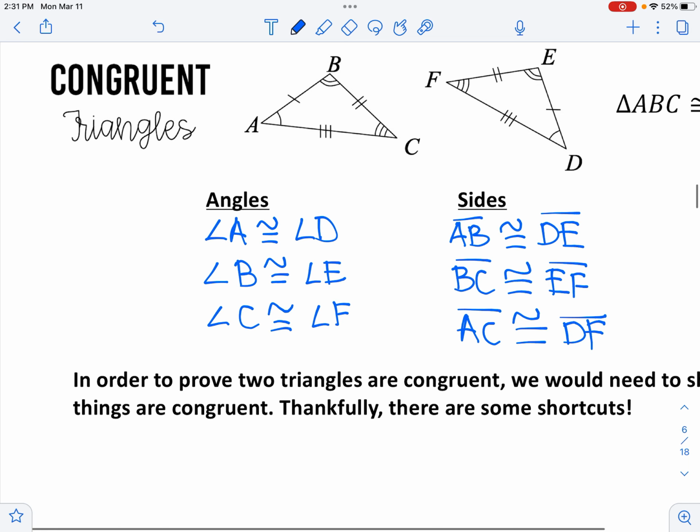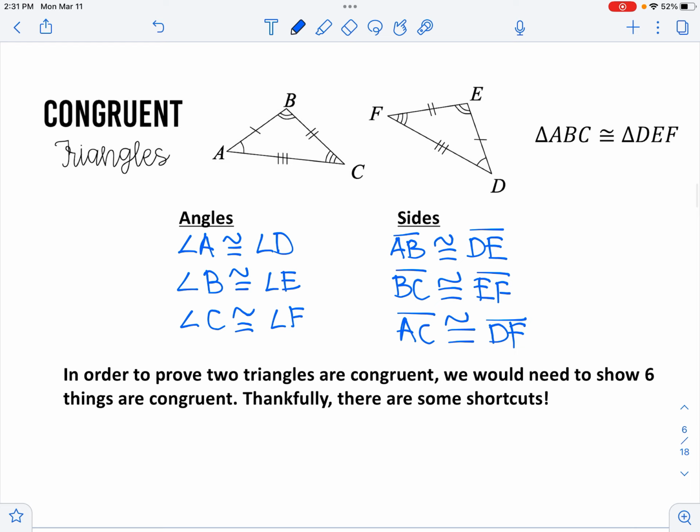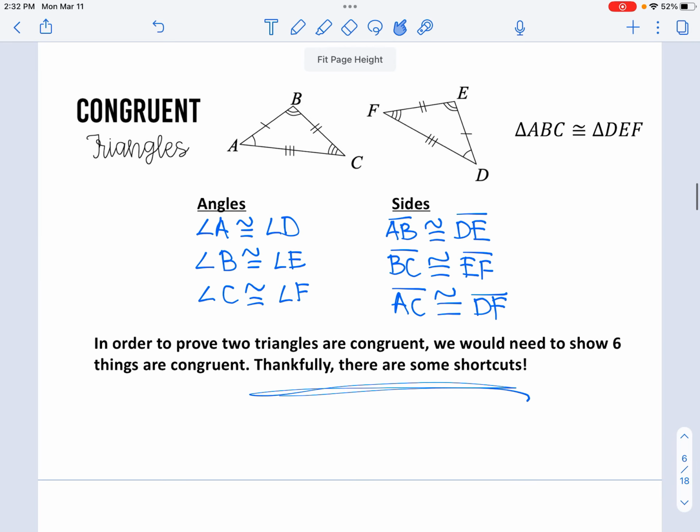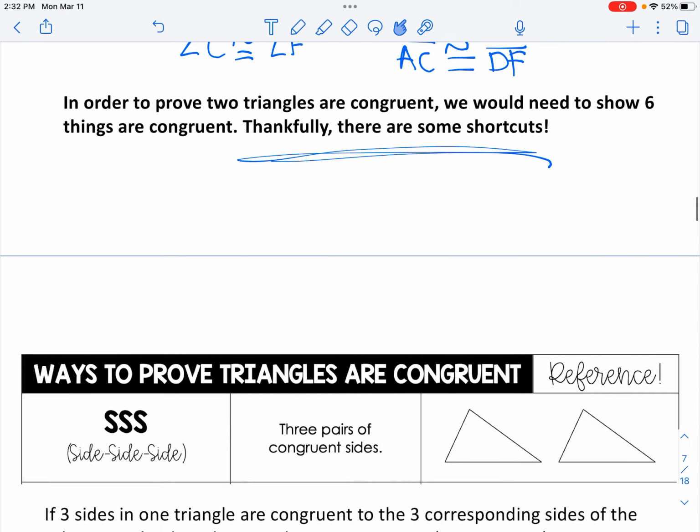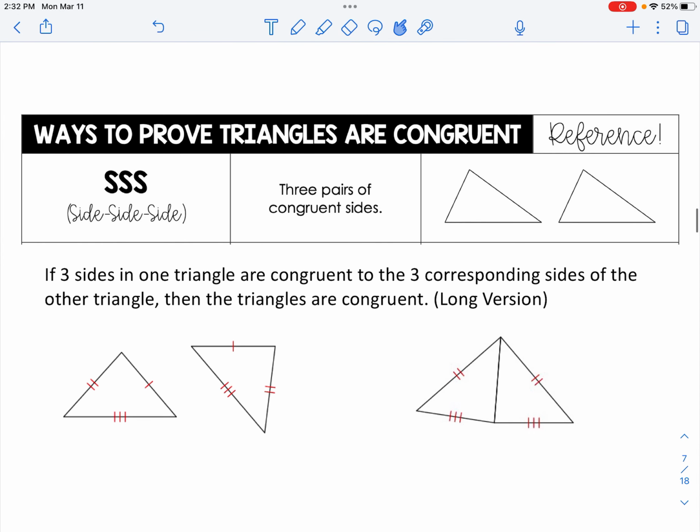Okay, so right now we would need to prove that six things, three angles and three sides, are congruent in order to prove that the two triangles are congruent. And that's a lot. But thankfully, there are some shortcuts. So we're going to go over some shortcuts that you can use that cut it down from 6 down to 3. Okay, the first one is something we abbreviate SSS, which stands for side, side, side.